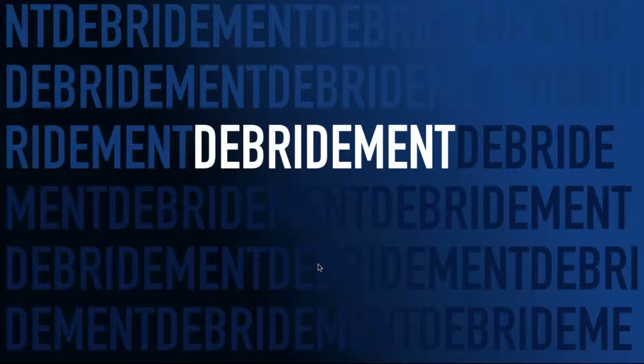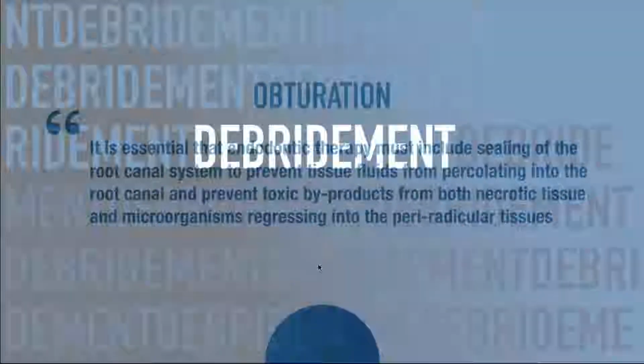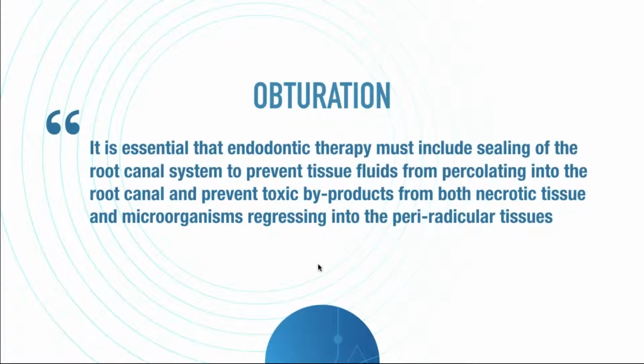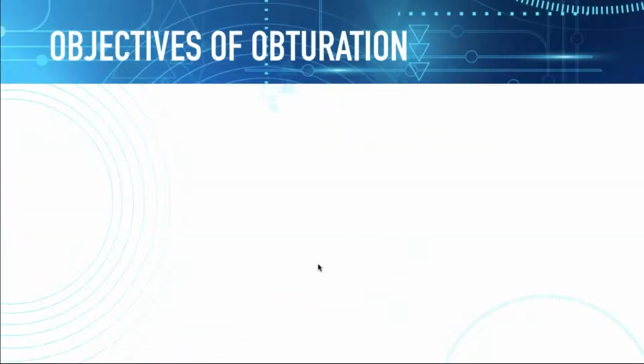I call that final irrigation protocol the main event, and everything we do afterwards is to protect what we've just debrided and disinfected, namely obturation and the restoration of the endodontically treated tooth. So it's essential that we seal the root canal system, not only to prevent tissue fluids from coming back into the root canal space, but more importantly, to prevent them from going into the periradicular tissues and either reinfecting or preventing healing from occurring.